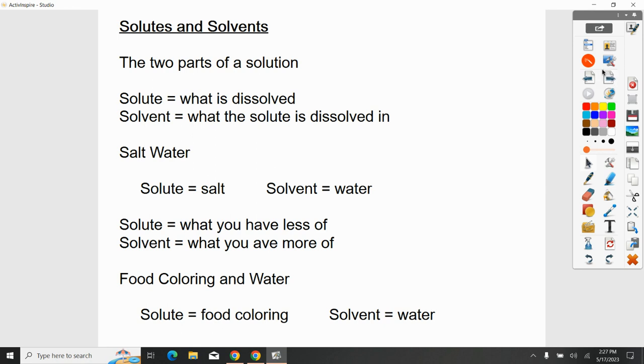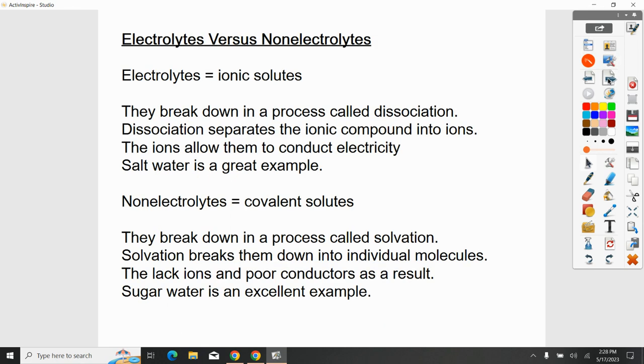If there is true dissolving taking place, if something is disappearing from a solid state, use the first set of definitions. If you're mixing two liquids together or talking about dissolving a gas into a liquid, use the second ones.